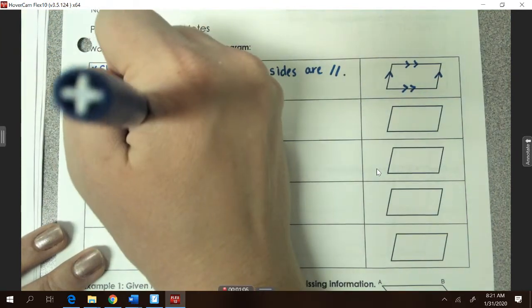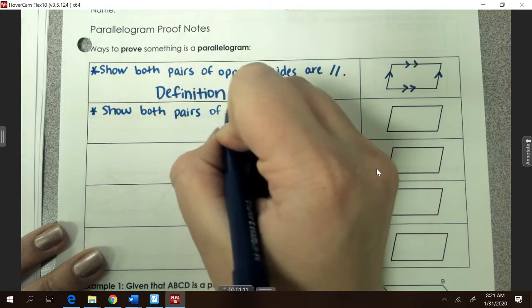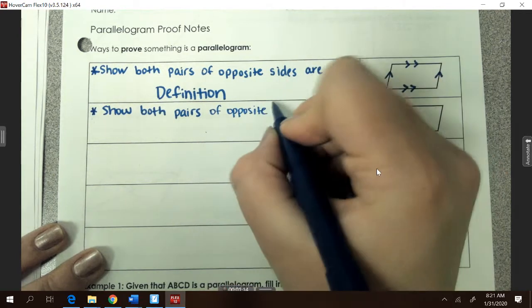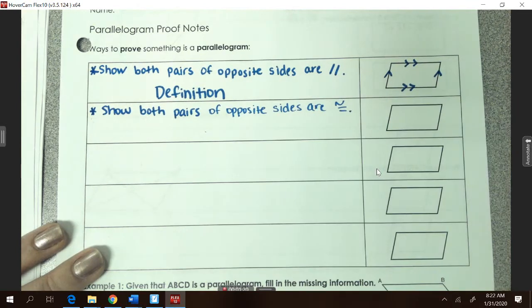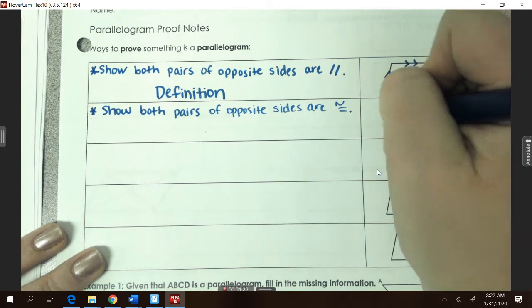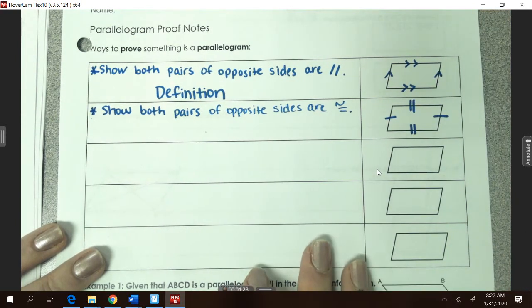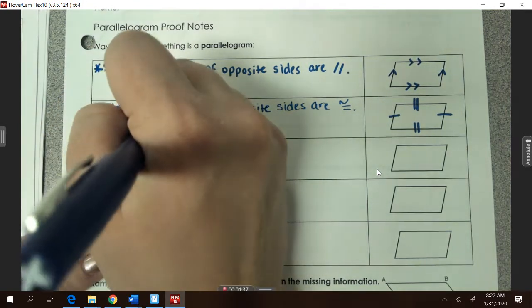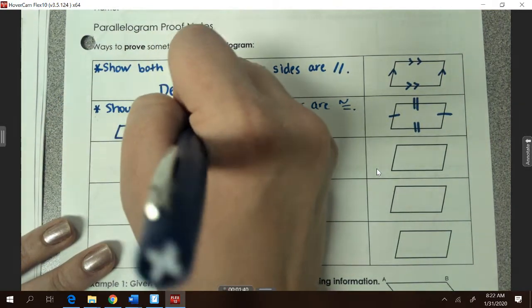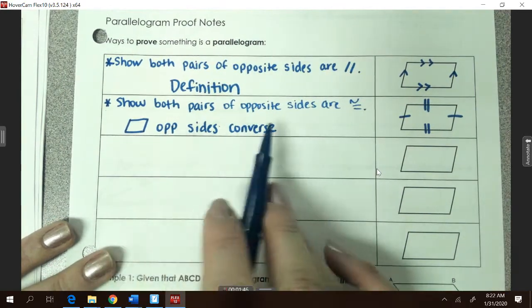Show that both pairs of opposite sides are congruent. So again, I'd be showing that this side is congruent to this side, and I'd be showing that this side is congruent to that side. Okay, and that's known as the parallelogram opposite sides converse. Okay, that's one of the vocabulary words that you filled out.